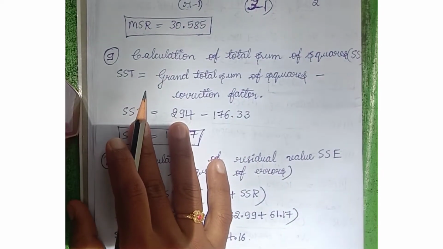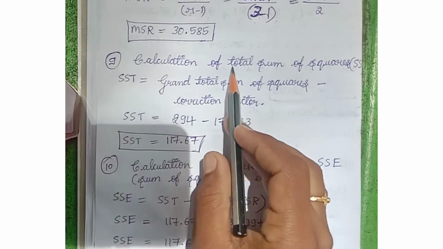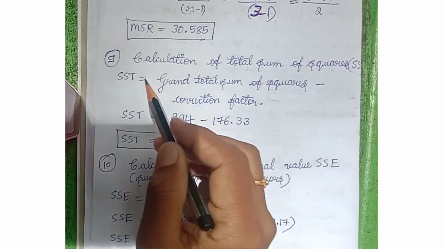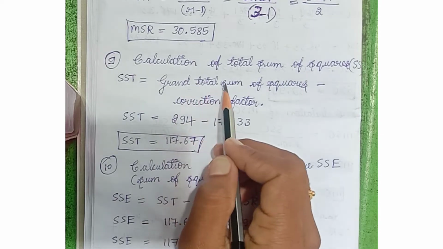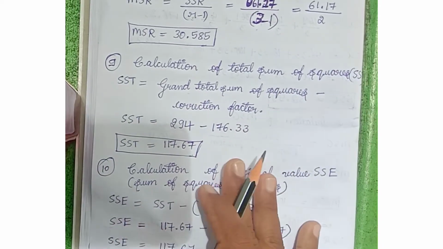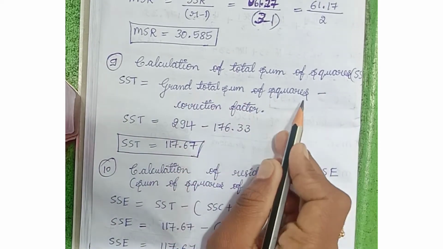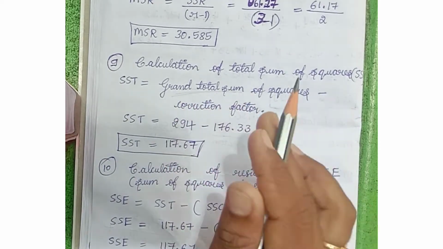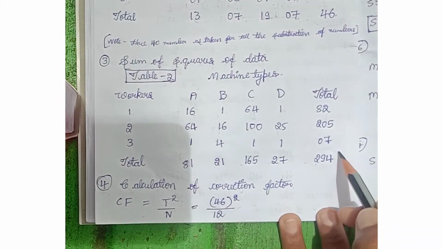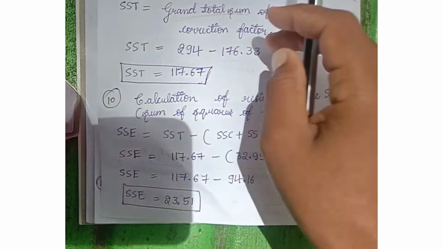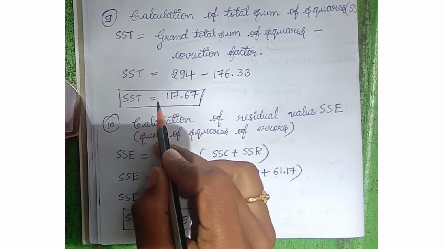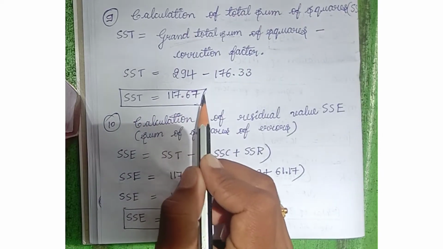We get MSR as 30.185. The next step is the 9th step, the calculation of the total sum of squares, SST. SST is equal to the grand total sum of squares minus the correction factor. Here they mention the grand total in the formula; this is the formula we have to take in the second table. This is the grand total, 294. 294 is the grand total minus the correction factor. We'll get the SST value as 117.67.